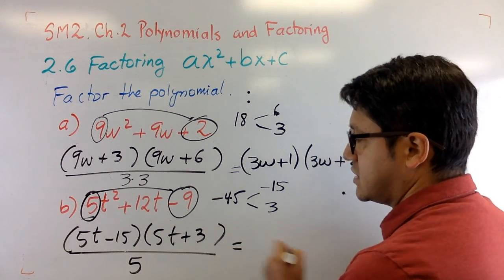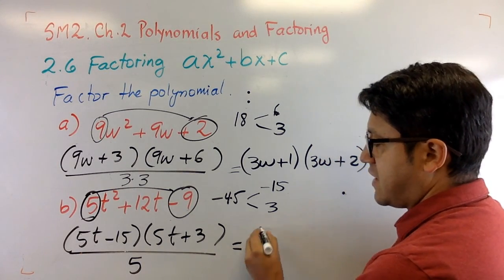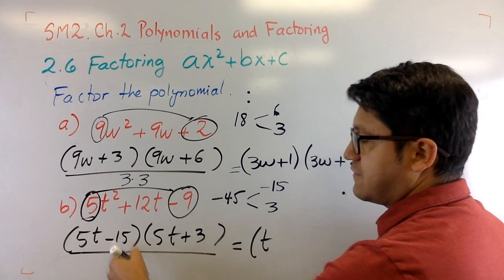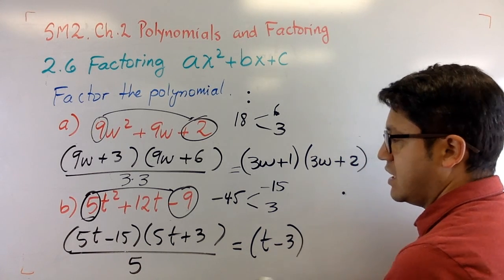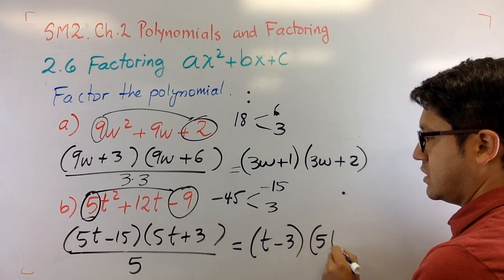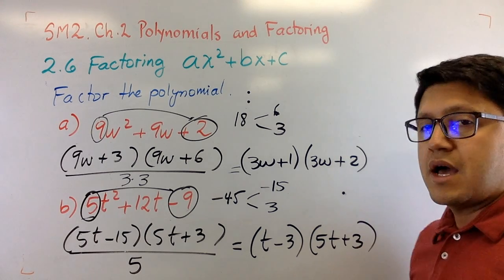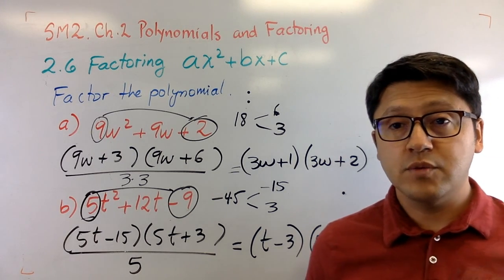So look at this. This is going to be 5t divided by 5 is t, negative 15 divided by 5 is negative 3, and I just rewrite this one as it is. And I'm done. Alright, have fun with your homework.